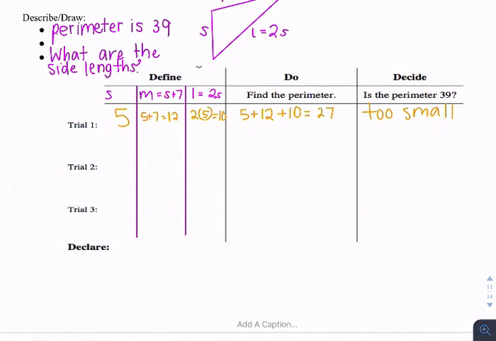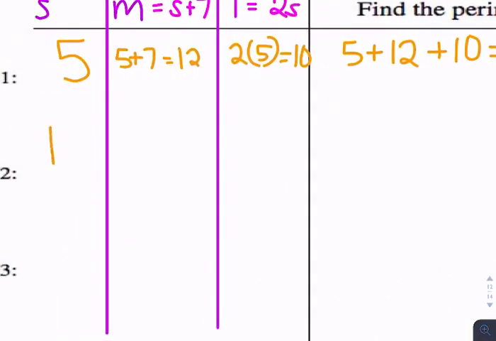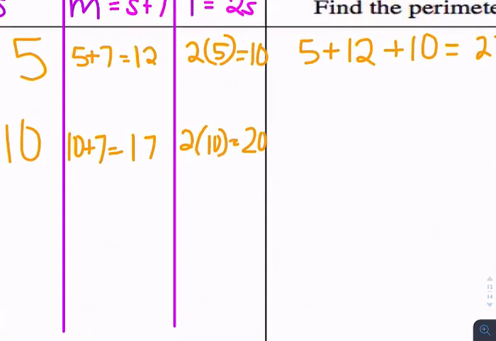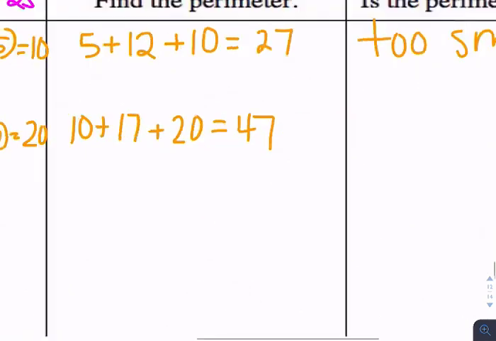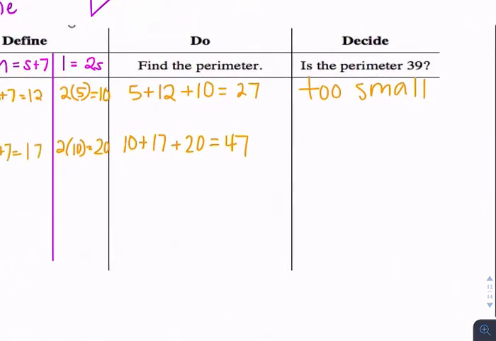So what if I tried maybe 10 next? So now to get my medium, I'm going to do 10 plus 7, and I get 17. And then 2 times 10 is 20. And I add again, so 10 plus 17 plus 20, and I get 47. Now I decide, is it too small or too big? And I'm going to say it's too big now.